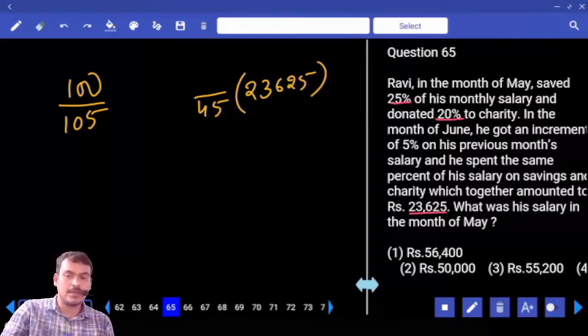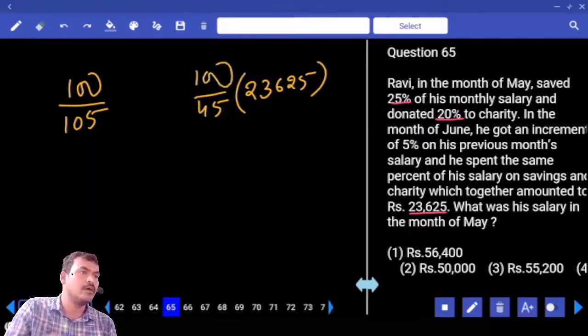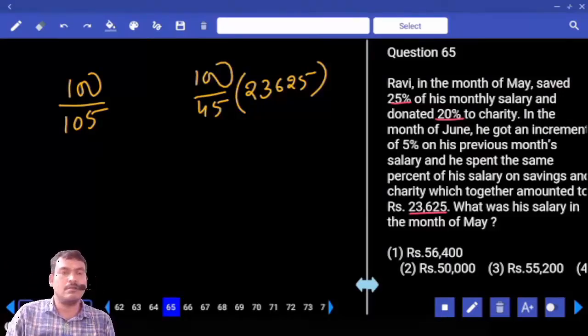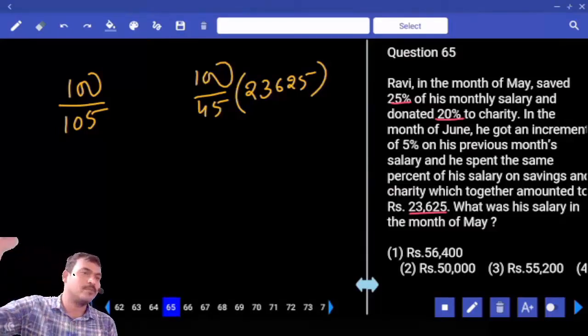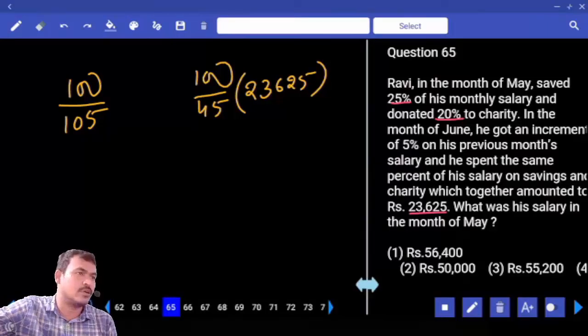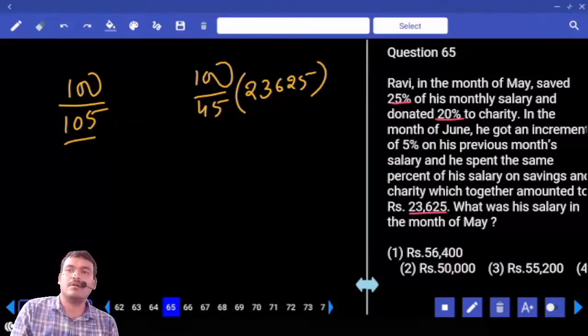23,625. 45% value is 23,625. We get how much percent? 100%. That 100% represents which month's value? May month value, or not? May month or June? 45% is how much? 23,625. The 100% value we get represents the June month value. The same June month value is already how much percent? 105%. We get again 100%, which is which month's value? May value, or not?